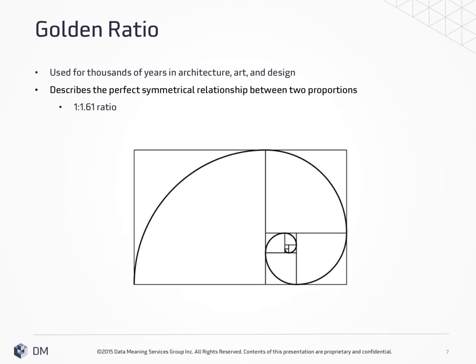Now that we know what a grid is and the purpose that it serves, let's talk a bit about grid theory, starting with the golden ratio, one of the most well-known theories. It's been used for thousands of years in art, architecture, and design, and in short, it describes the symmetrical relationship between two proportions. It's also known to have a 1 to 1.61 ratio.